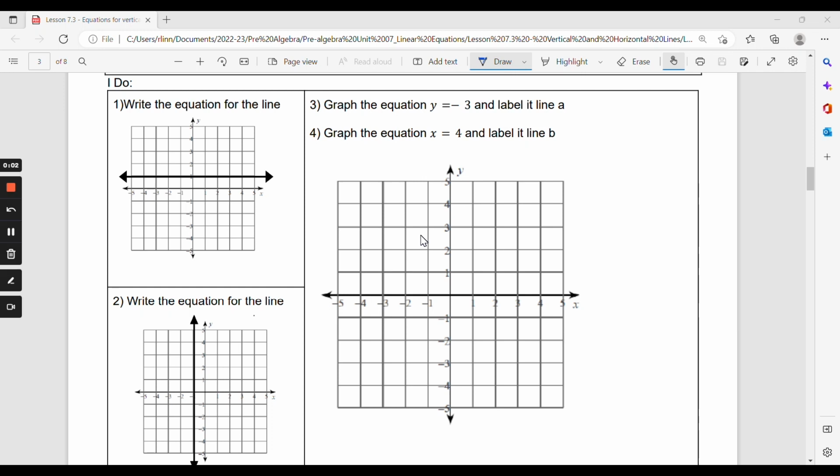All right, so when we're dealing with vertical or horizontal lines, we've got a little bit of some special situations here. So let's go ahead and take a look at our first problem. On our first problem, we have to write the equation for this line. And I see that this line is horizontal, meaning that it goes from side to side. It doesn't point up, it doesn't point down, it's just perfectly straight horizontal.